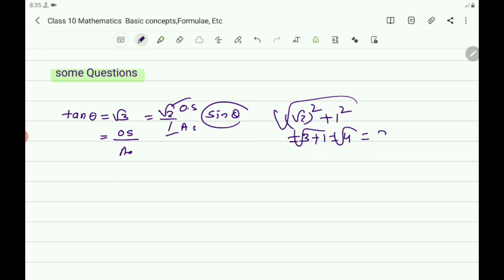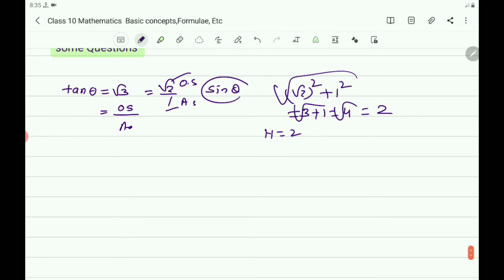Its root is 2. So you got h equals 2. Then directly you can write sin theta is equals to what? Opposite side by hypotenuse. That is opposite side is, you know, that is root 3 by 2. In this way, in shortcut method, you can get the value.